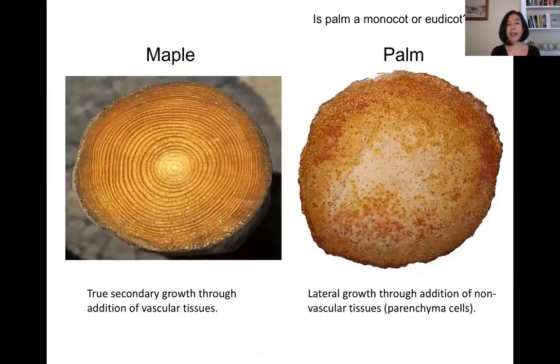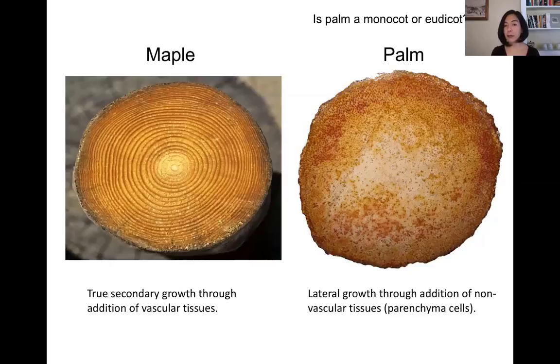And this looks like that. So a maple, if we cut a section of the trunk of a maple, will have true secondary growth, and each of these rings will be one year's growth. Whereas if we look into a palm, remember a palm is a monocot. So what do we have in monocots? Do we have secondary growth? Yes or no? Well, we don't have secondary growth, right?